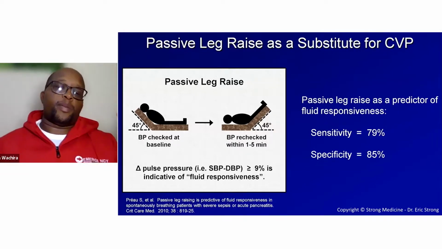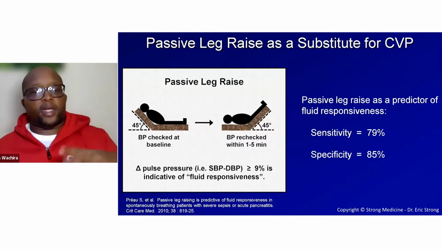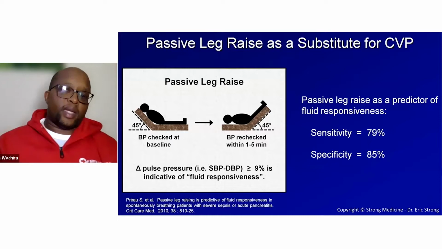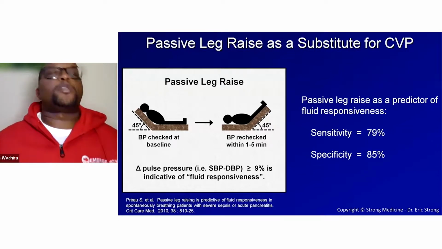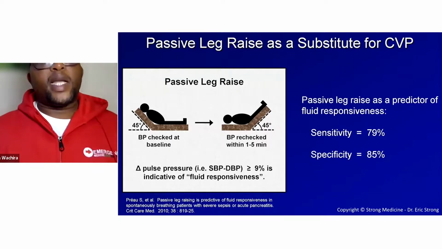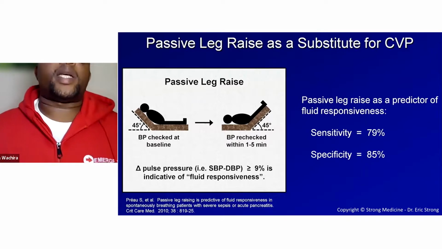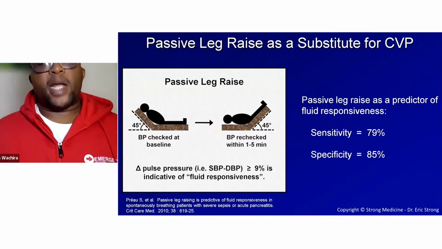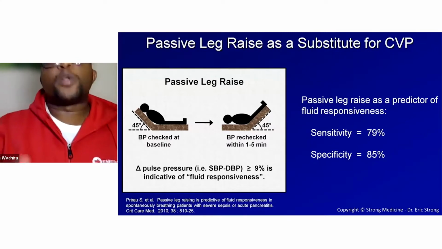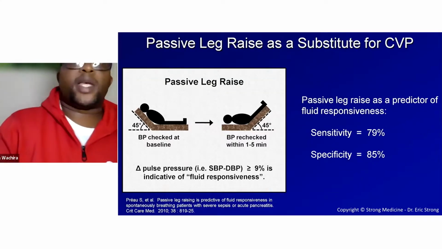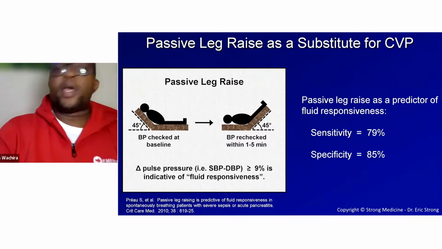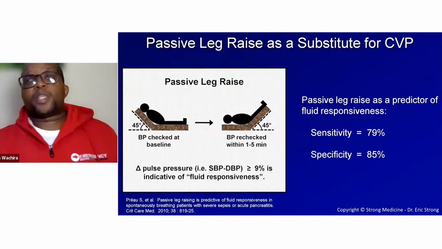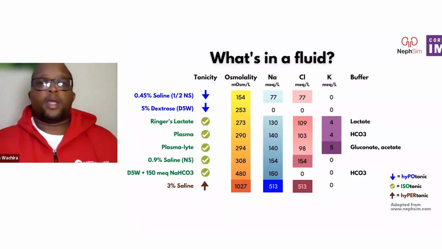Essentially, 45 degrees, check the BP, systolic minus diastolic, and then check the pulse pressure, drop them, and then do the BP check again within a minute or two. Check, and then if there's a change in pulse pressure by more than 9%, your patient needs fluid. Okay. Passive leg raise should be done anytime you're not sure that you need to give fluids. This will help you determine it. If there's no change in pulse pressure, then you don't need fluids. It's either a pump issue, pipe issue, something like that.